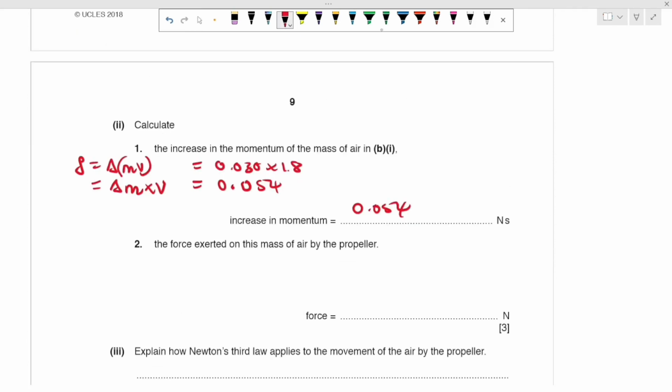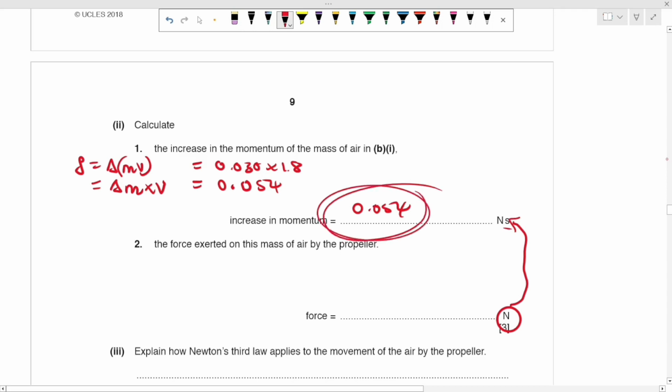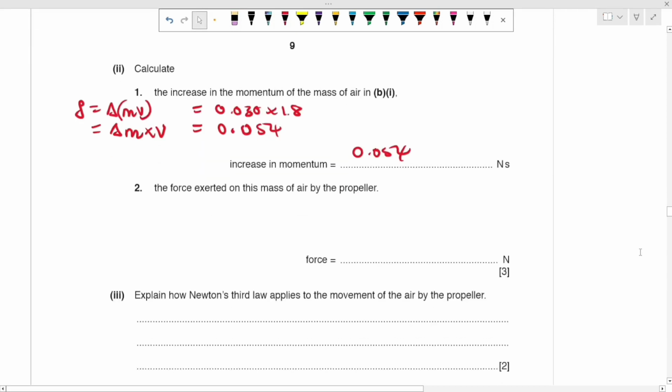Okay? The force exerted on this mass of air by the propeller. Guys, even if you didn't know how this question was supposed to be worked out, look at this. There's Newton with a second beside it. Okay, and look at this, there's a Newton alone. Guys, come on, you could have seen that. Okay, what has happened here? This second has disappeared. So it means that whatever answer I had here, I just need to divide it by time so that this s disappears. That is essentially what you needed to know, right? Even if you didn't know that momentum is this and this and this, that's something that you should have sort of figured out.